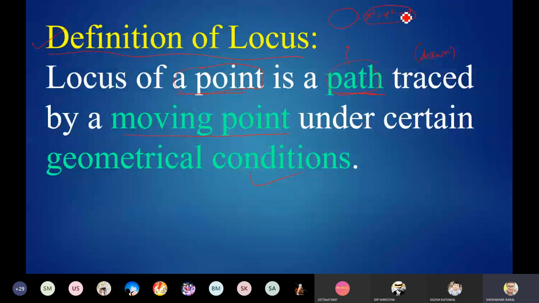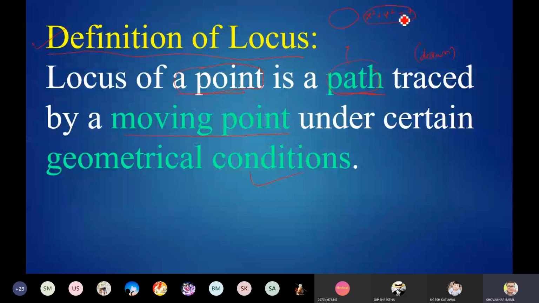Whatever equation there is, if you represent it in a figure, that will be a certain circle, straight line, and so on. So locus, let's define locus again and let's go to the next slide. Locus of any point or locus of a moving point or locus of a point is the path traced by a moving point under certain geometrical condition.